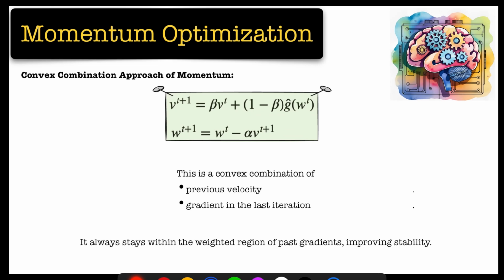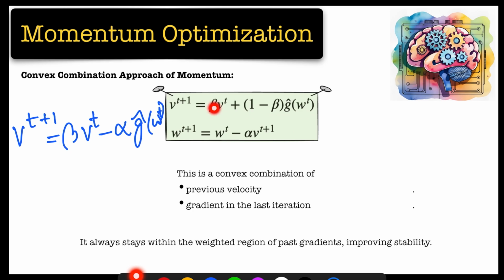Earlier we discussed this momentum formula: Vt plus 1 equals beta times Vt minus alpha G hat of Wt. Here Vt is the velocity, or the gradient accumulator. So this is a convex combination of Vt and G hat Wt, where Vt is the gradient accumulator and G hat Wt is the gradient in the last iteration.